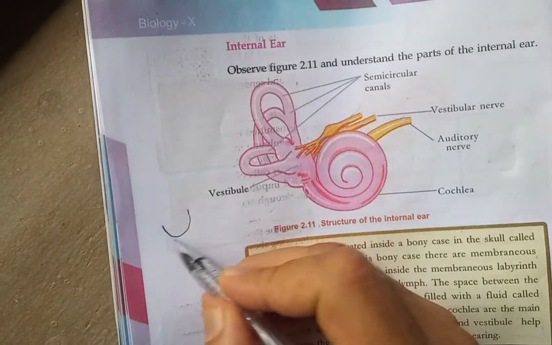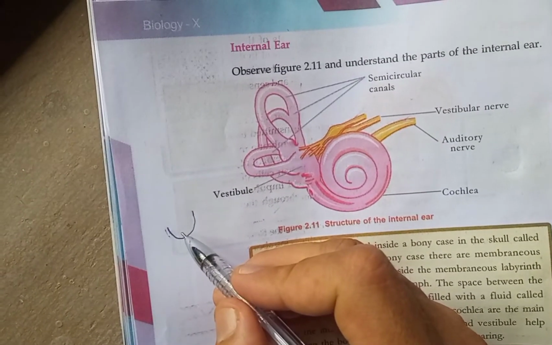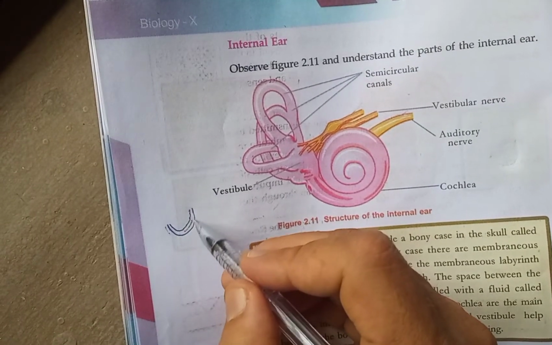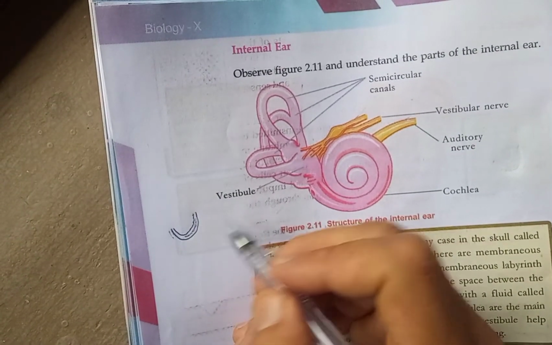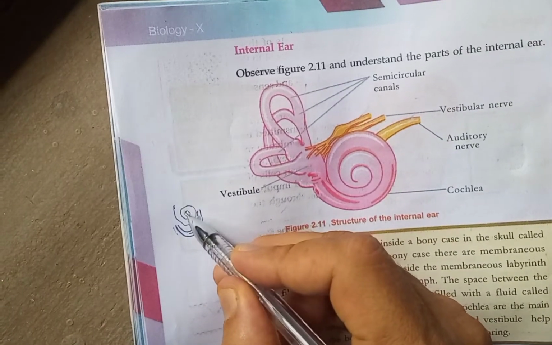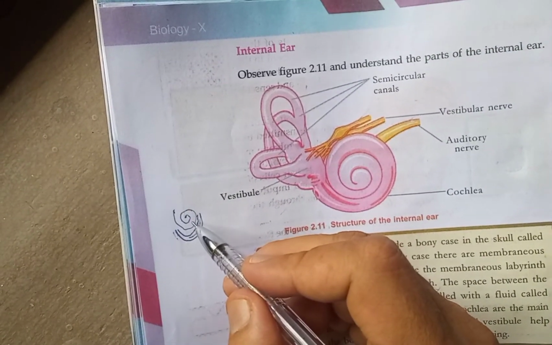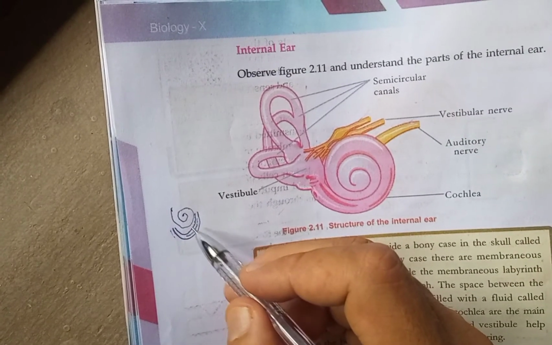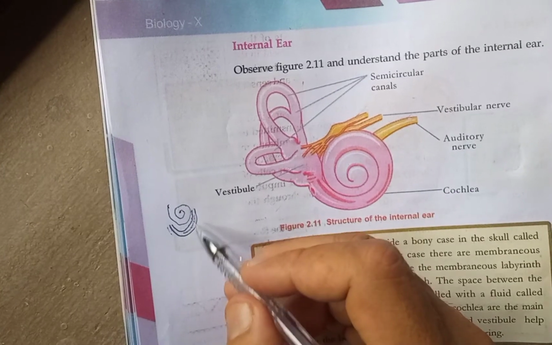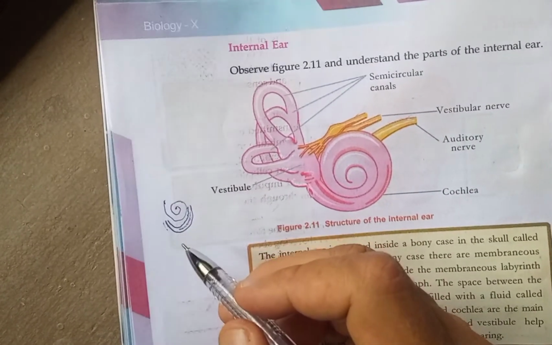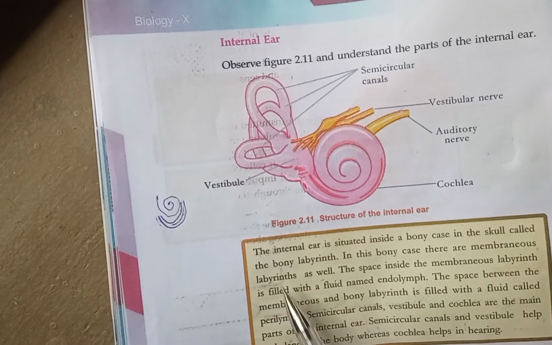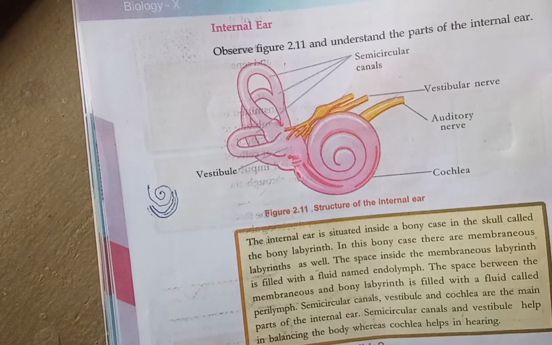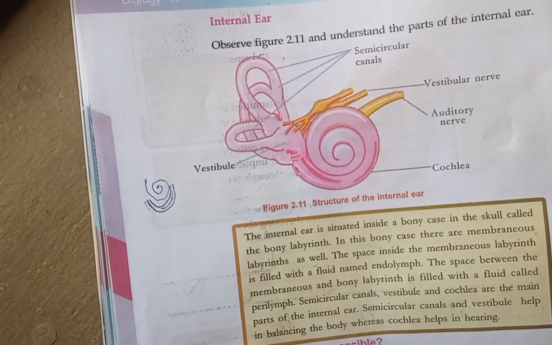Next, this is the bony labyrinth, made of bone. It is contained in the skull. Here the labyrinth membrane is there, and it is very smooth. Why? If the internal ear were to attach to the bone, it would be damaged. Between them, a smooth membrane is kept. The internal ear is situated inside the bony case in the skull, called the bony labyrinth.